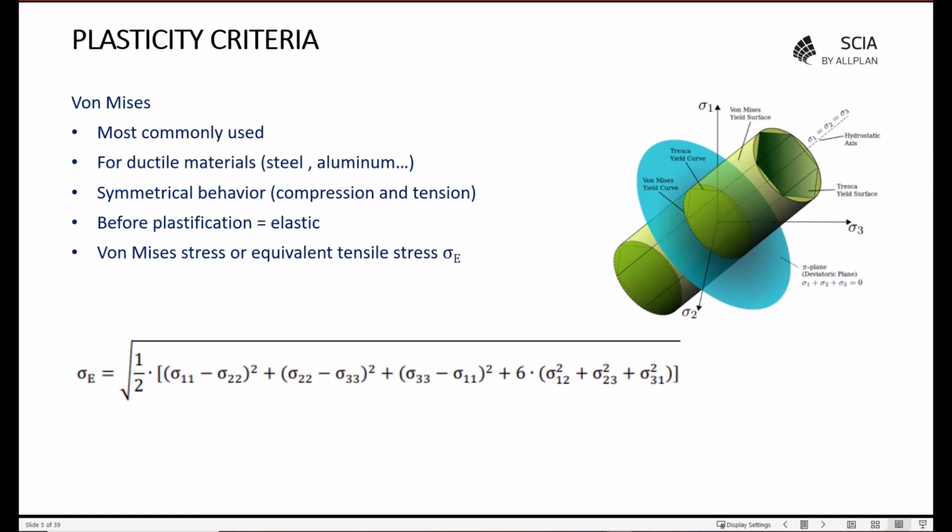Before plastification, the material has an elastic behavior, and to define the plasticity criteria of von Mises, we can use the von Mises stress or equivalent tensile stress sigma E. The material begins to plastify when sigma E reaches the yield point. On the right, the 3D representation is a circular surface, and below we can see the formula that's used to calculate the von Mises stress.